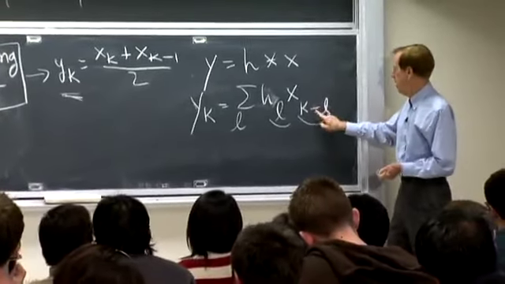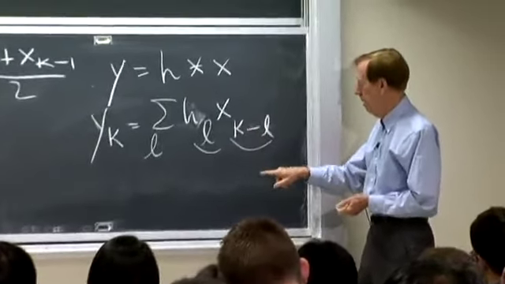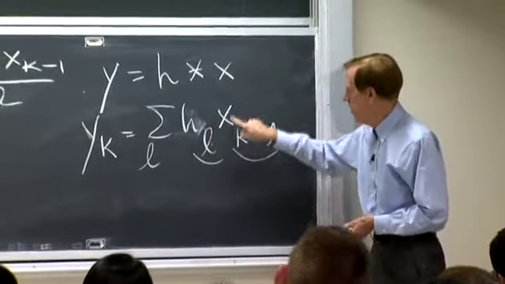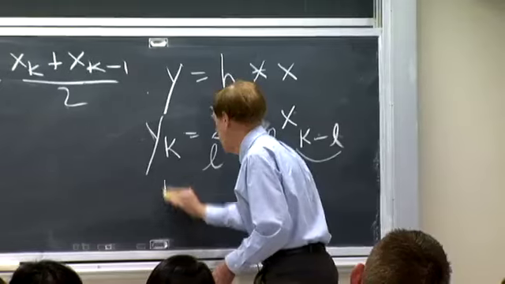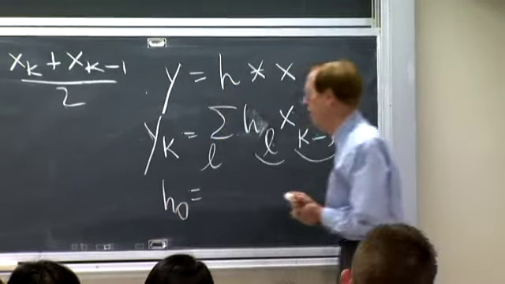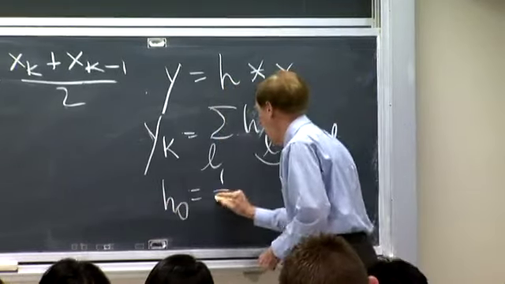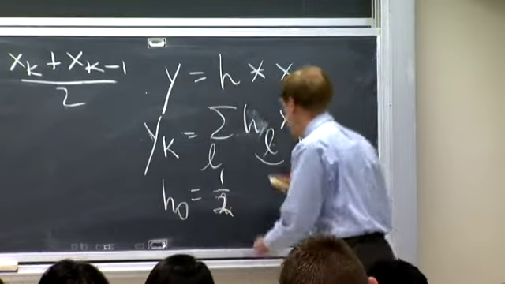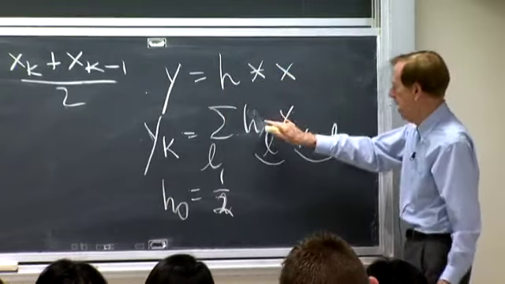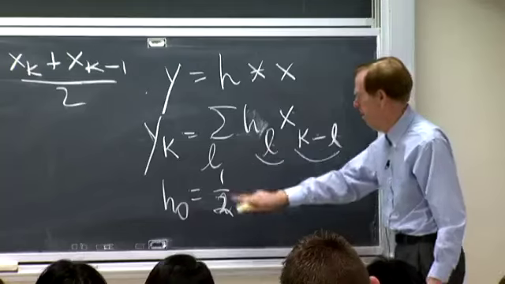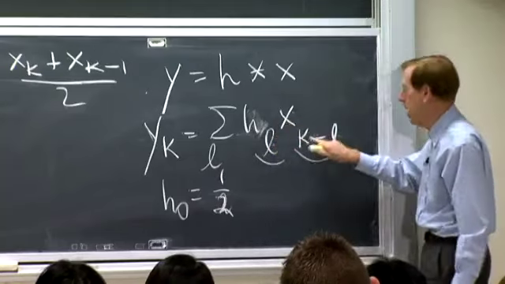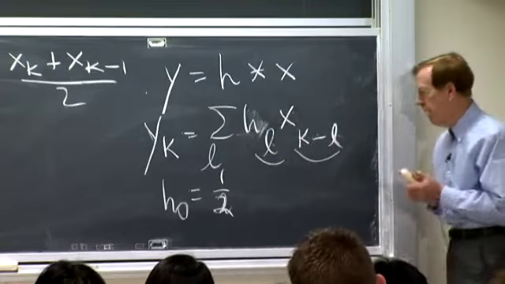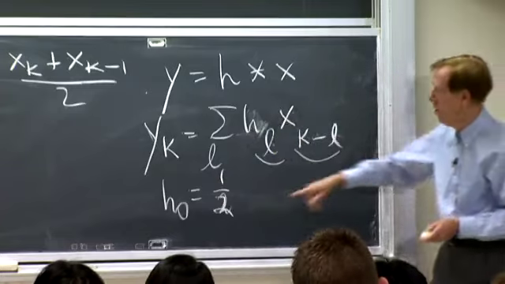So that tells me that when L is 0, I'm getting h0 times xk. So what's h0? It's 1/2. That's what this formula is saying. When L is 0, take h0, 1/2 times xk. Done. Now what's the other h that's showing up here?